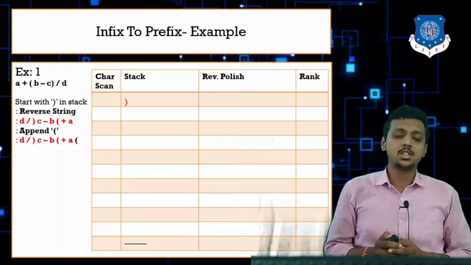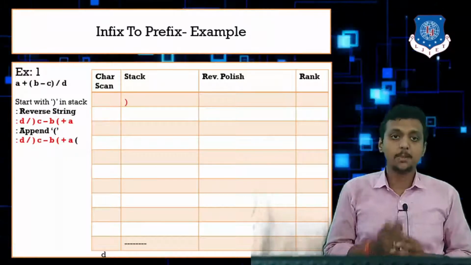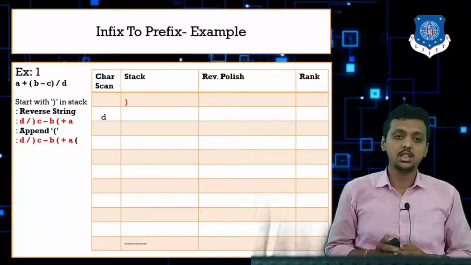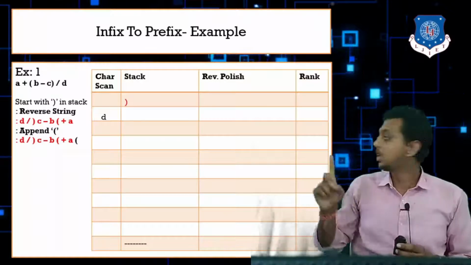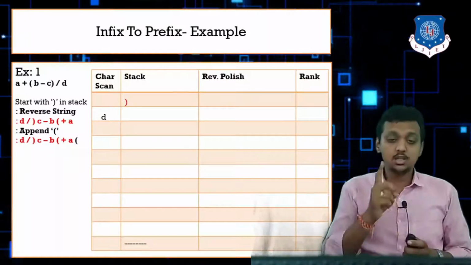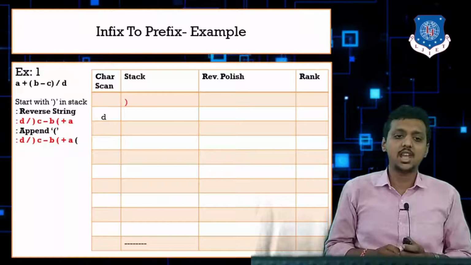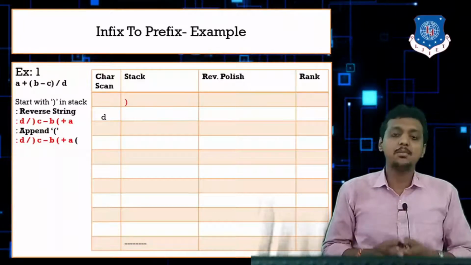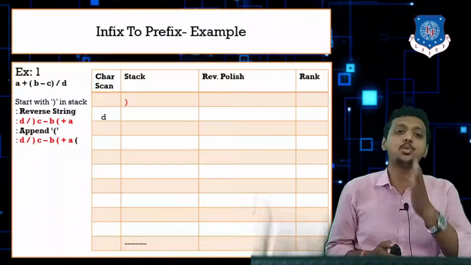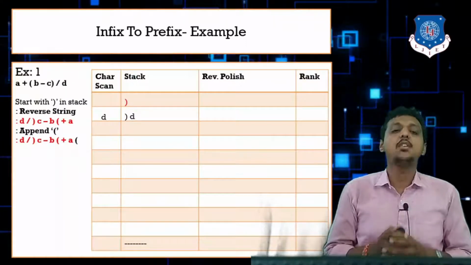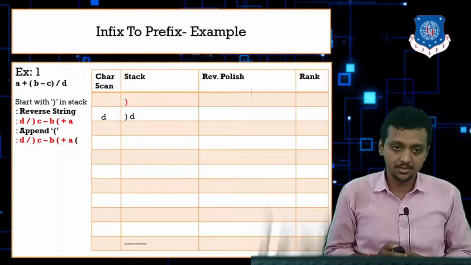Then first the closing one goes inside the stack. Now we have d. Students, compare the precedence of d with the closing bracket inside the stack. What do we have? Always remember, whenever you get a character, it always has a greater precedence. So we just need to push it inside the stack. So here we have the closing bracket and d.